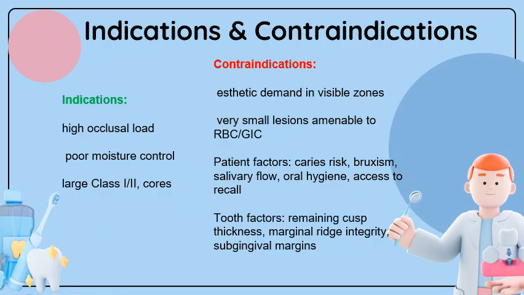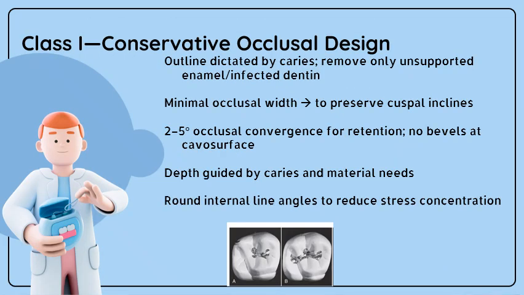So, when exactly do we choose amalgam restorations today? They are still indicated in cases of high occlusal load, poor moisture control, or when managing large class 1 and class 2 cavities. And they are contraindicated in an aesthetically sensitive area or for very small lesions that can be managed conservatively with a composite or a GIC.